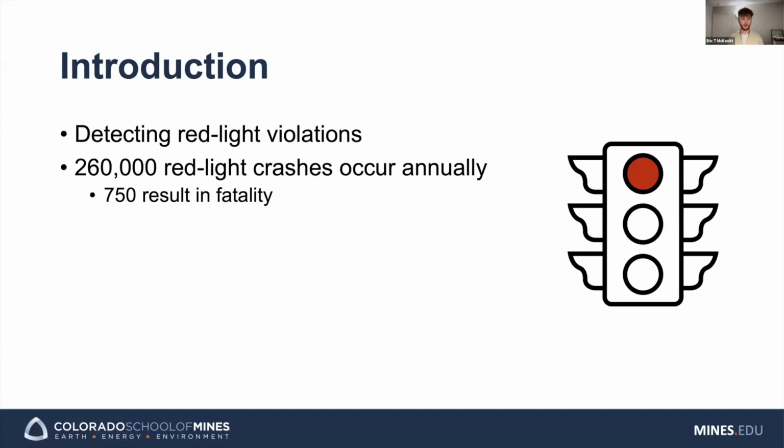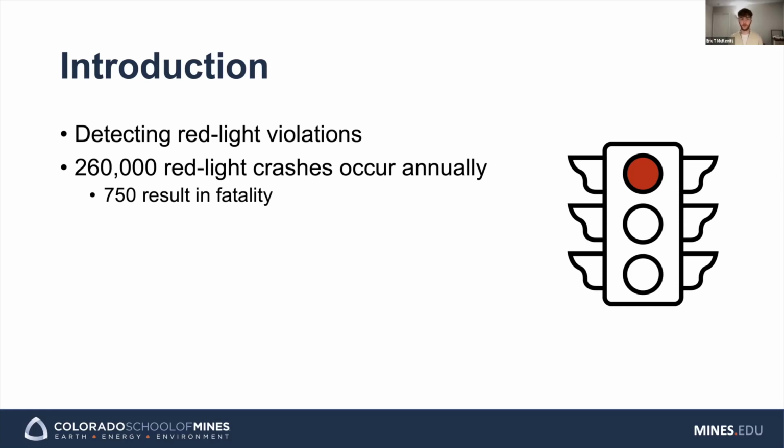So, you may ask why I would be interested in this project. Well, as it turns out, 260,000 red light crashes occur annually, and of these, 750 result in fatality. So this is obviously a very high number, and this is a terrible statistic, but it would be a noble effort to reduce this number in any way. And so you can imagine that if there's a system in place that is able to reliably detect red light violations, there's a chance that this would discourage any red light violations from occurring. And so this number might be lower. So this would be the motivation for doing a project like this.